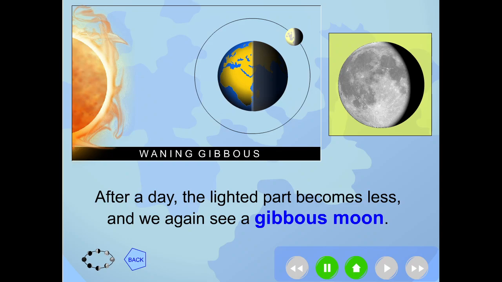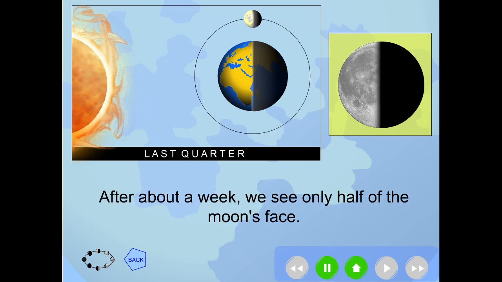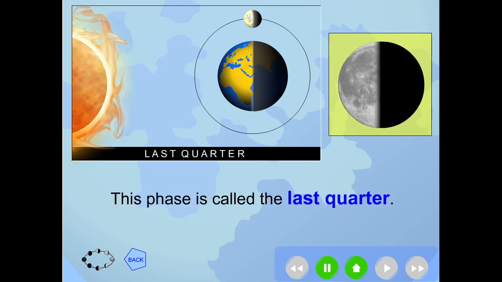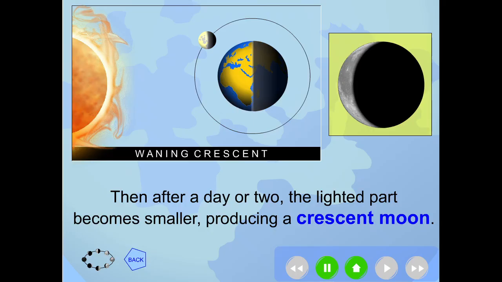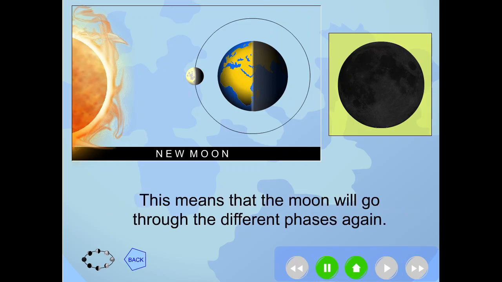After a day, the lighted part becomes less, and we again see a gibbous moon. After about a week, we see only half of the moon's face. This phase is called the last quarter. Then, after a day or two, the lighted part becomes smaller, producing a crescent moon. After 1 week, we do not see the moon at all. This means that the moon will go through the different phases again.